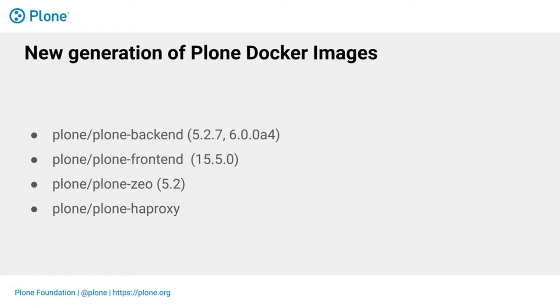Plone Backend is the Plone classic UI for Plone 6, and the backend also for Plone 6. For 5.2.7 is the usual Plone installation. Plone Frontend is the latest Volto version, or the latest frontend for Plone 6. Plone Zio, if you're running Plone in a Zio environment with multiple clients, and HAProxy if you want to distribute the load among the backends.